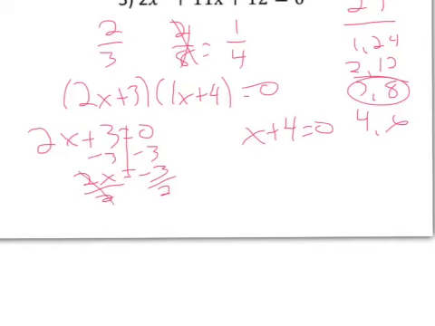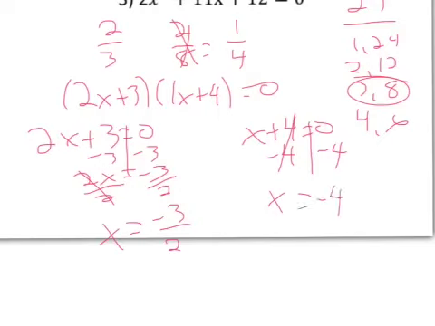The 2's would cancel, which would give me x. Negative 3 divided by 2, if you divide it, it comes out to be a decimal, so you just leave it as a fraction, negative 3 over 2. Then for the second problem, I'm going to subtract 4 first. 4's cancel, give me x equals negative 4. So my roots of this quadratic would be negative 3 halves and negative 4.